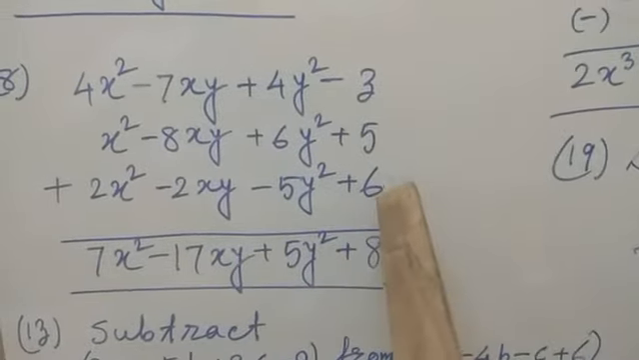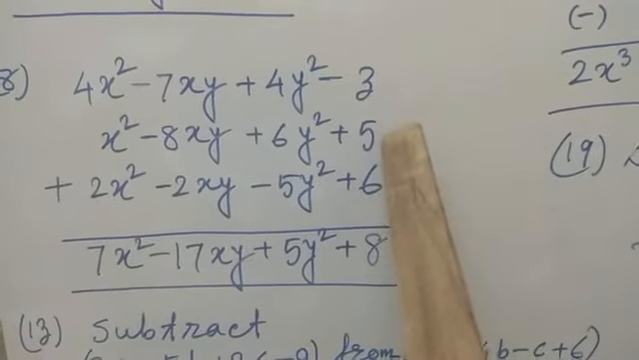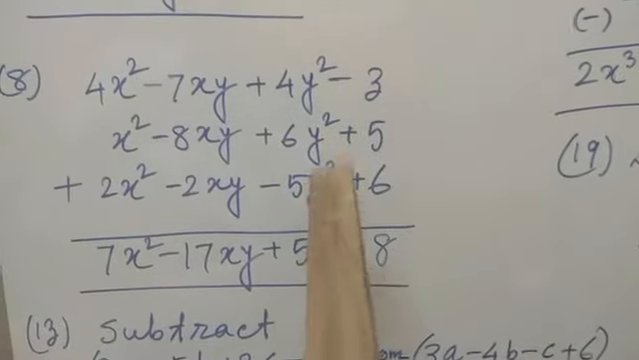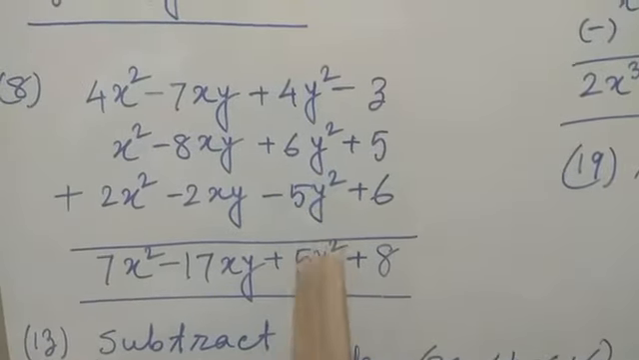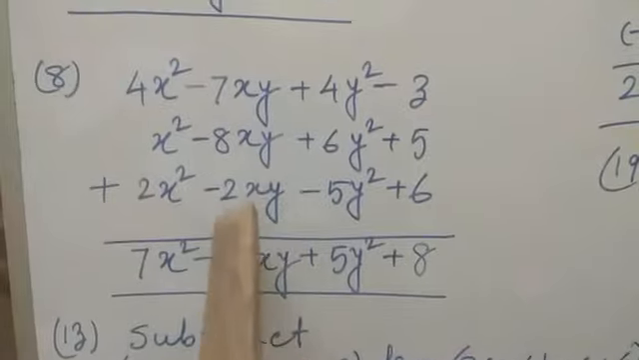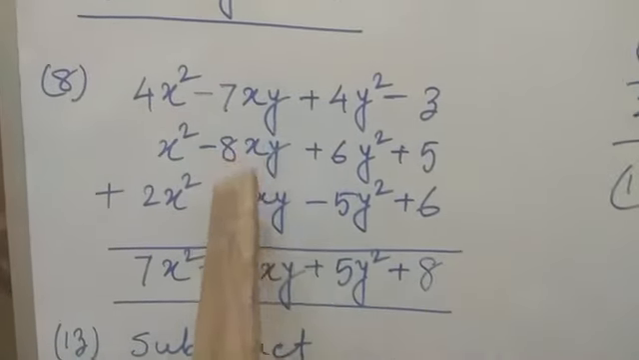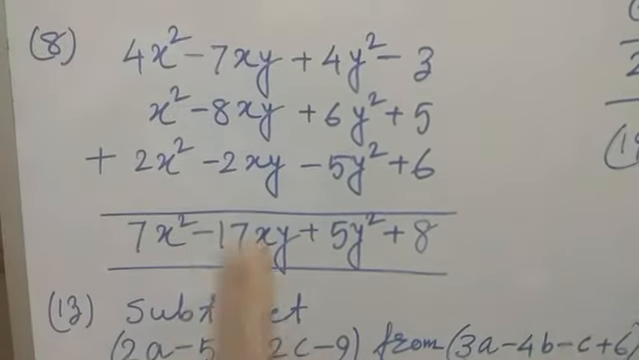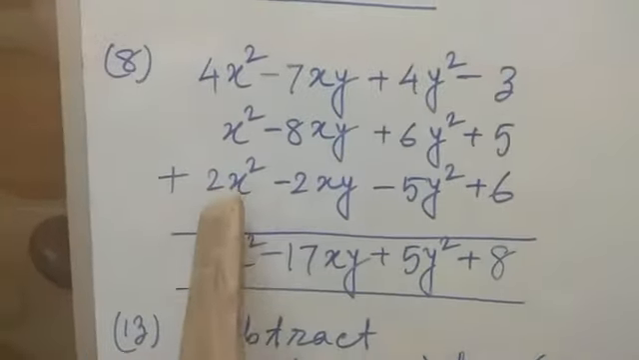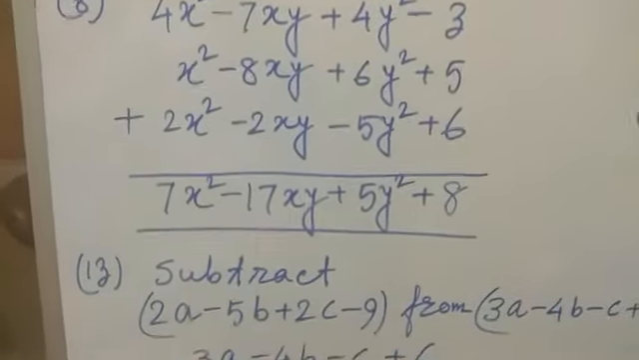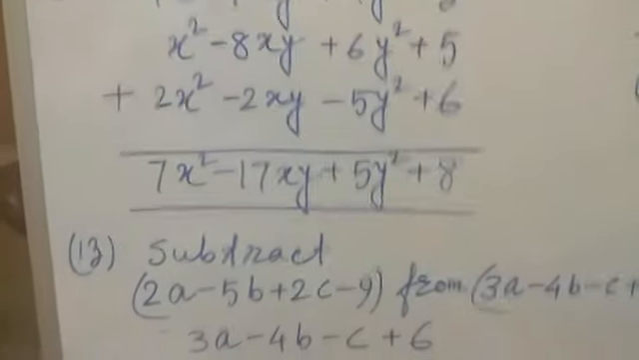So here 6 plus 5, 11, 11 minus 3 plus 8. Coefficient of y square: minus 5 plus 6 plus 1 plus 1 plus 4 plus 5, with the literal coefficient y square. So 5y square. Minus 2 minus 8, minus 10, minus 10 minus 7, minus 17, with the literal coefficient xy. So minus 17xy. 2 plus 1, 3, 3 plus 4, 7, so 7x square. So this is the sum of these three algebraic expressions.